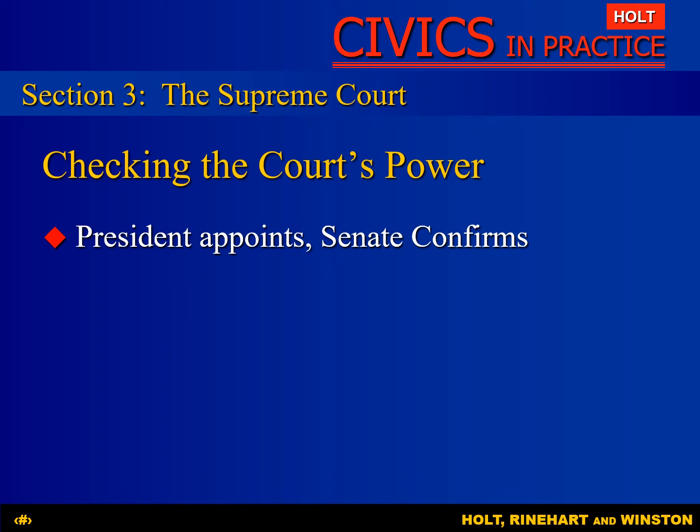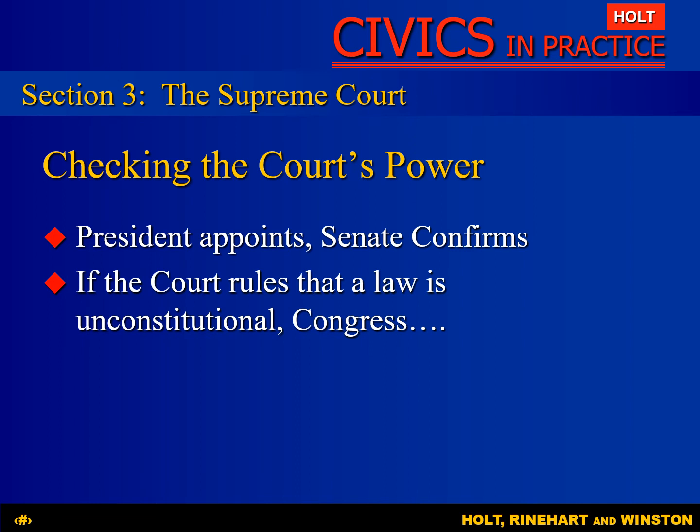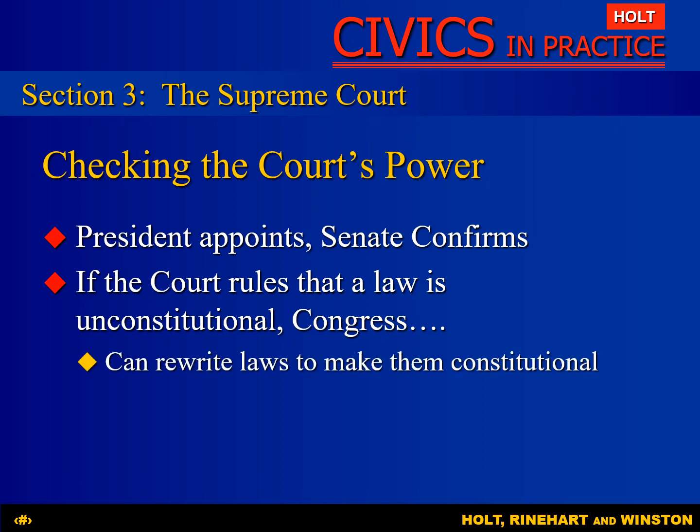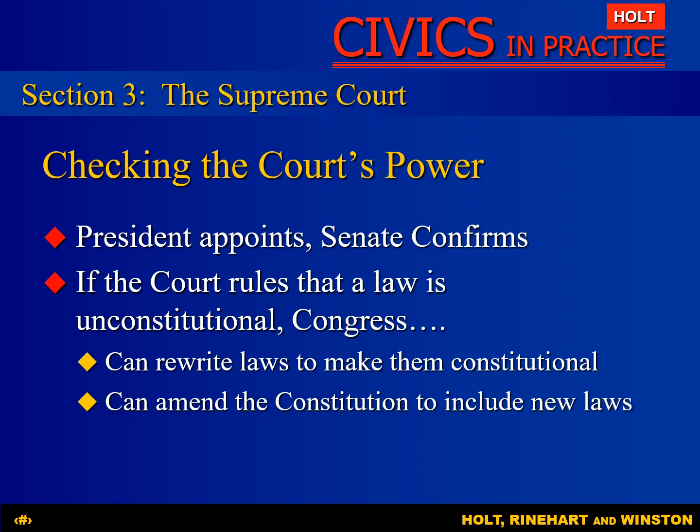Another check is, if the court rules that a law is unconstitutional, there are 2 options. First, Congress can rewrite the law to make it constitutional. And second, they can amend the Constitution to include whatever it was that they wanted to pass. Make sure you know this.